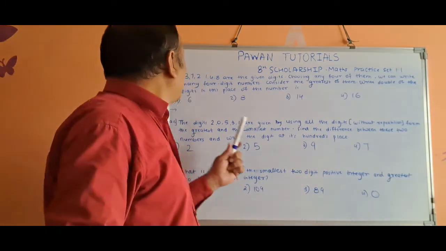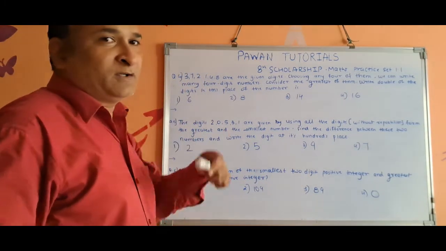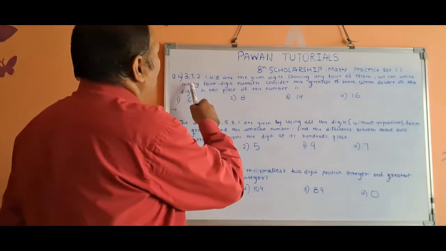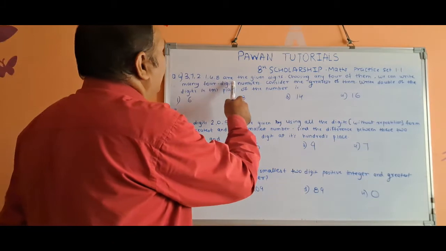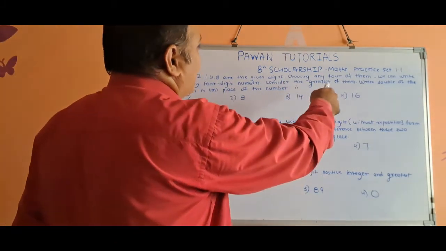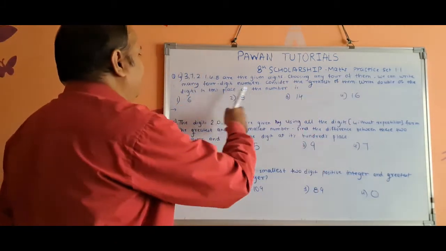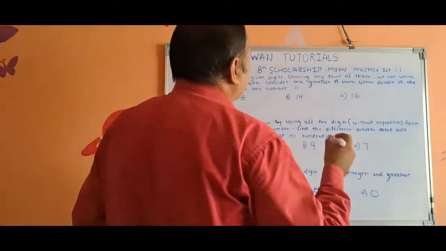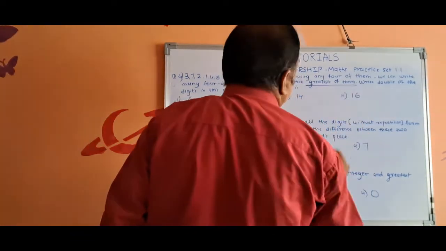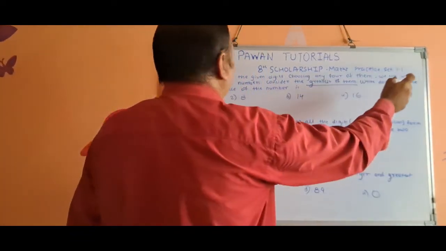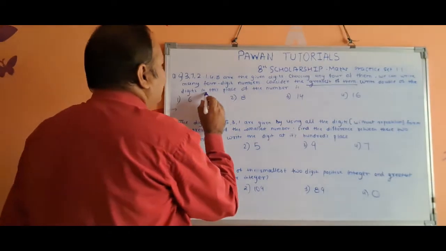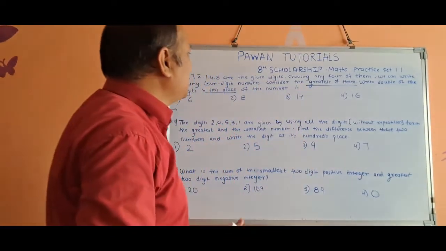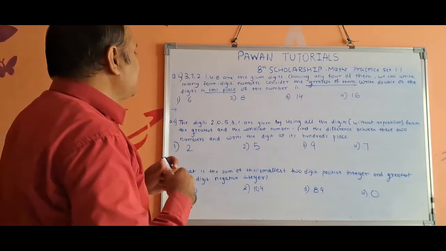Let's discuss question number 4. Look at the question, look at the board, students. The question is: 3, 7, 2, 1, 4, 8 are the given digits. Choosing any four of them, we can write many 4-digit numbers. They said to consider the greatest of them and write the double of the digit in the tens place of the number. Now let me write the digits over here.